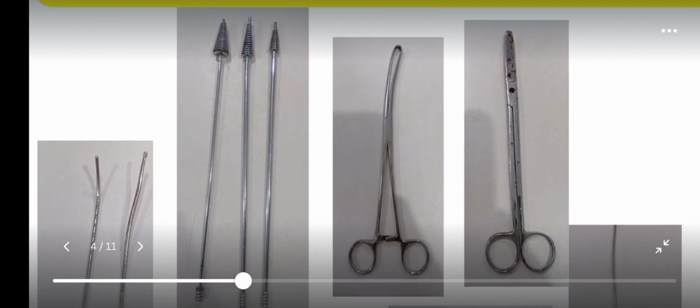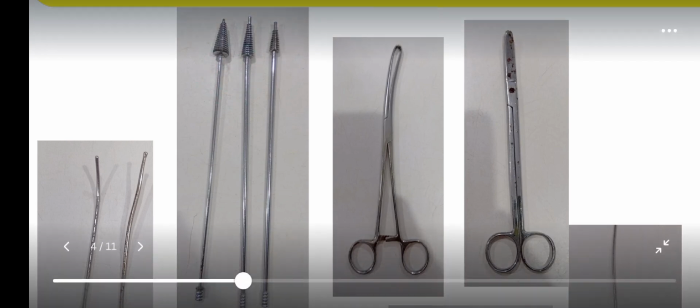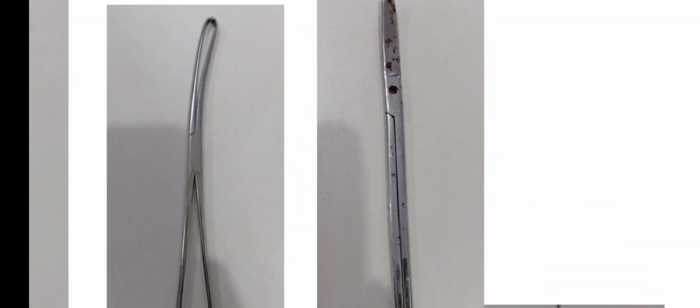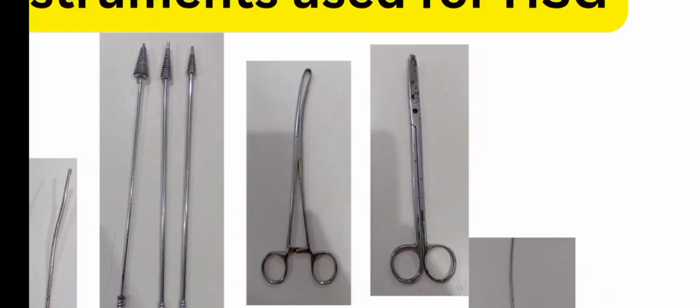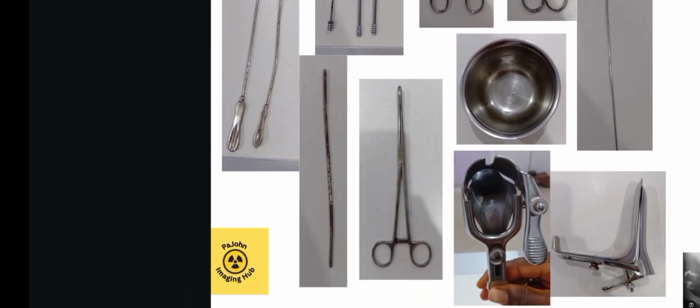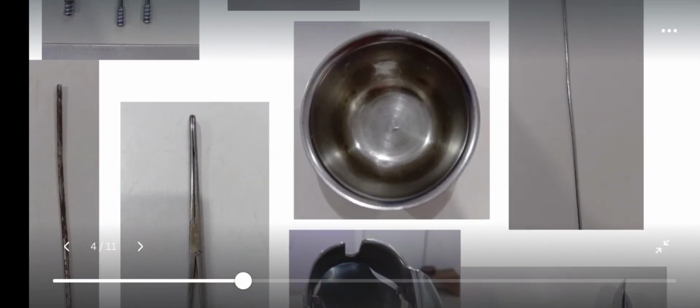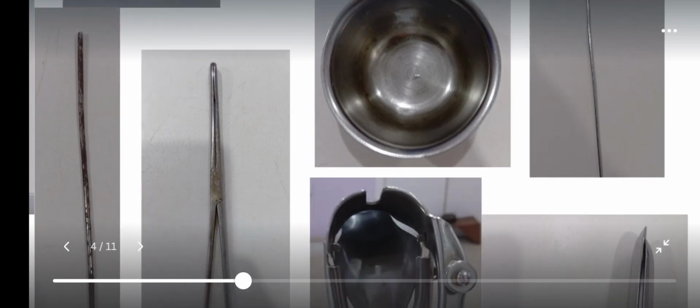This one is a tissue forceps. We use it to grip the anterior lip of the cervix so that we can pass the cannula inside. Then these are scissors. We use them to cut things that we may need to cut. Then we have this gallipot. We put the contrast inside here and then draw it from here.